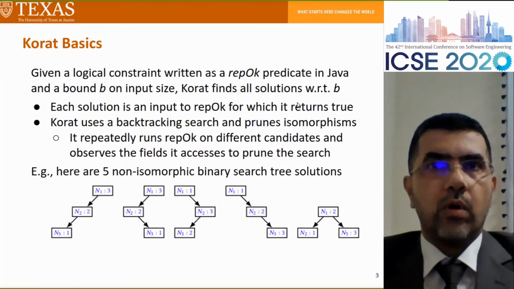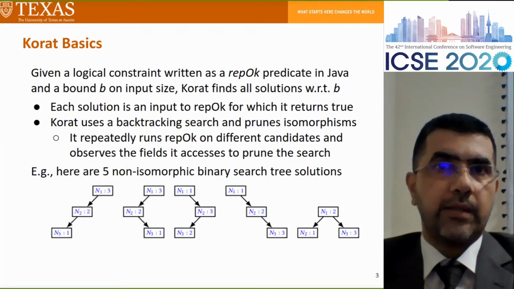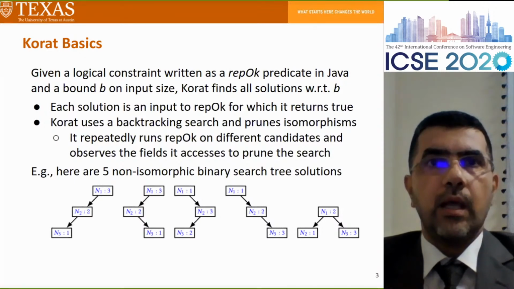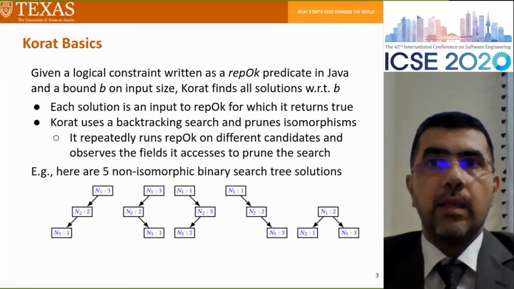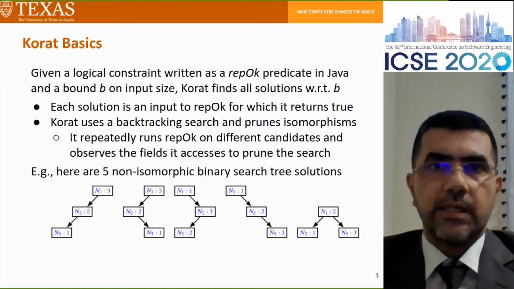Korat is a solver for imperative constraints. Korat takes two inputs, the repOK predicate and a bound B, which bounds the input size. Korat exhaustively searches the bounded space of candidate inputs for repOK such that the given predicate returns true for each enumerated input. Korat uses backtracking search and prunes isomorphisms. Korat's search creates candidates by monitoring the field accesses that repOK makes when it checks its input. Field access monitoring also allows Korat to prune parts of the search.